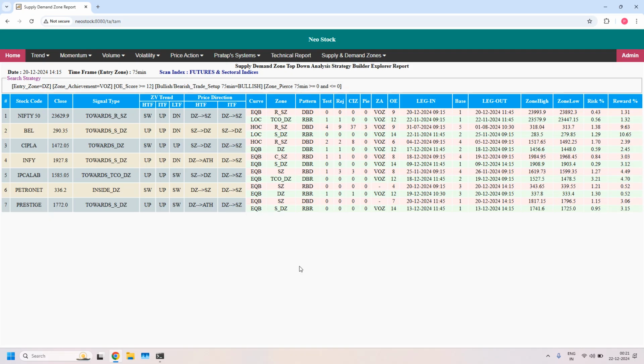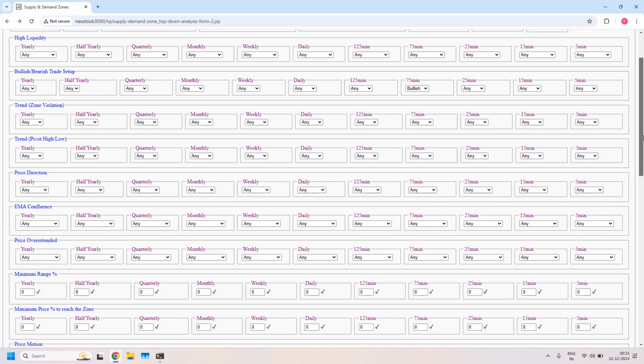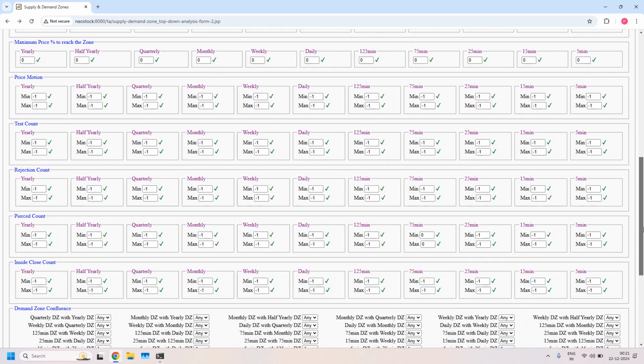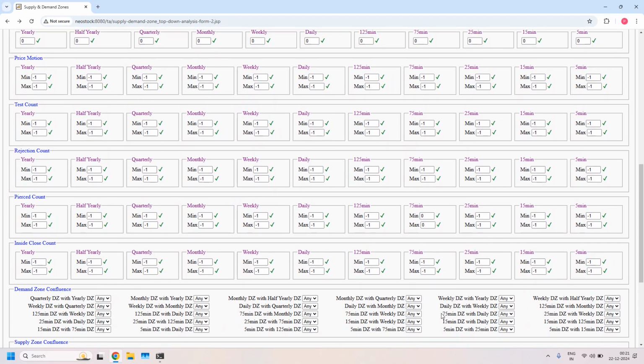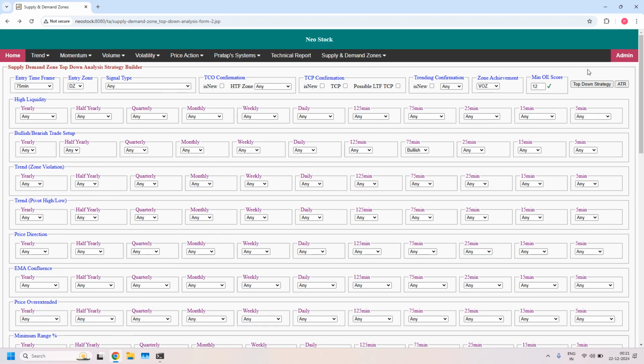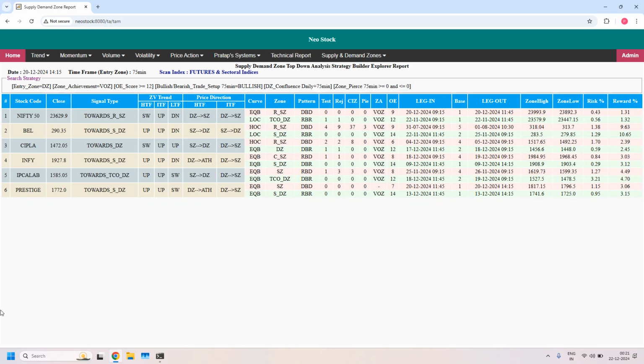Okay, out of these 75 minutes demand zones, there could be some high probability demand zones available. We need to filter them. The first filter is based on LTF and ITF demand zone confluence. Let's verify. 75 minutes demand zone with daily demand zone confluence. I am enabling that filter. With this filter, we got 6 stocks out of 7.